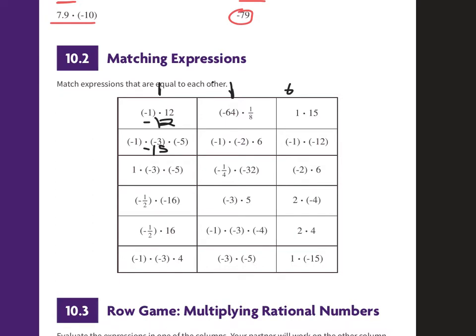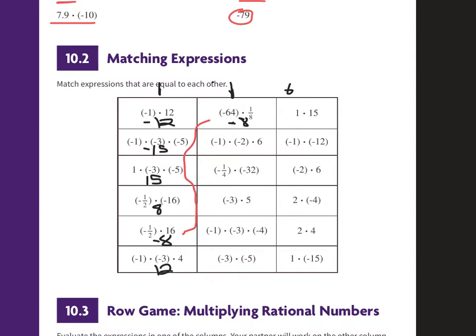-1 times -3 is +3. +3 times -5 is... no, -3 times -5 is +15. 1/2 times 16, well, half of 16 is 8, and negative times a negative is a positive, so +8. So same problem here, except now it's going to be -8 because there's only one negative in the problem. And down below, -1 times -3 is +3. +3 times 4 is 12. Okay, -64 times 1/8. It's the same as -64 divided by 8. So a negative, there's only one, so it's going to be negative. 64 divided by 8 is 8, so -8. So these ones match right there.